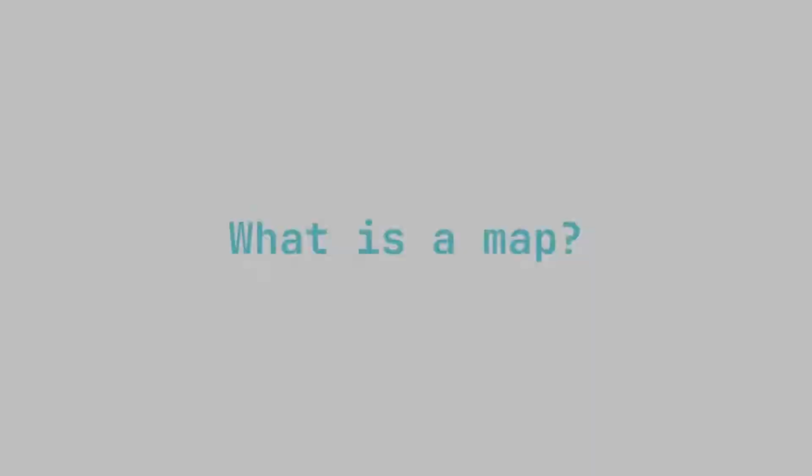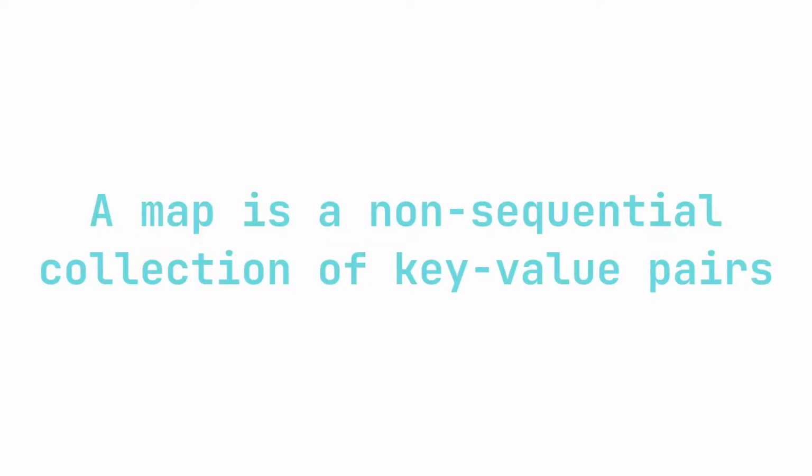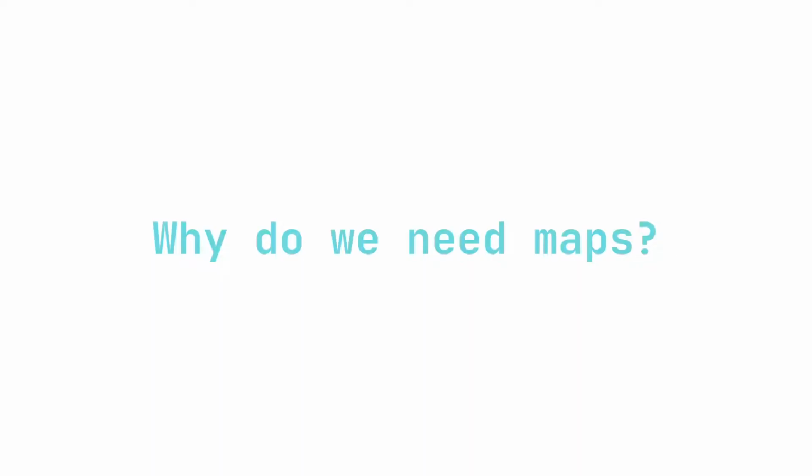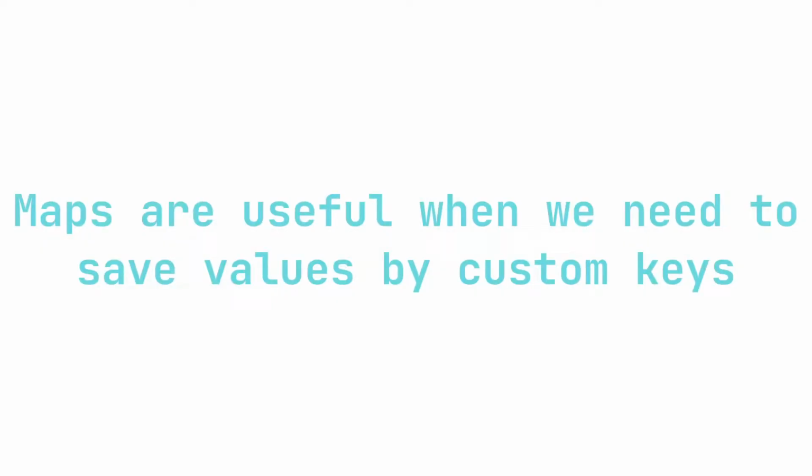In this video we will talk about maps. What is a map? A map is a non-sequential collection of key-value pairs. Why do we need maps? Maps are useful when we need to save values by custom keys.